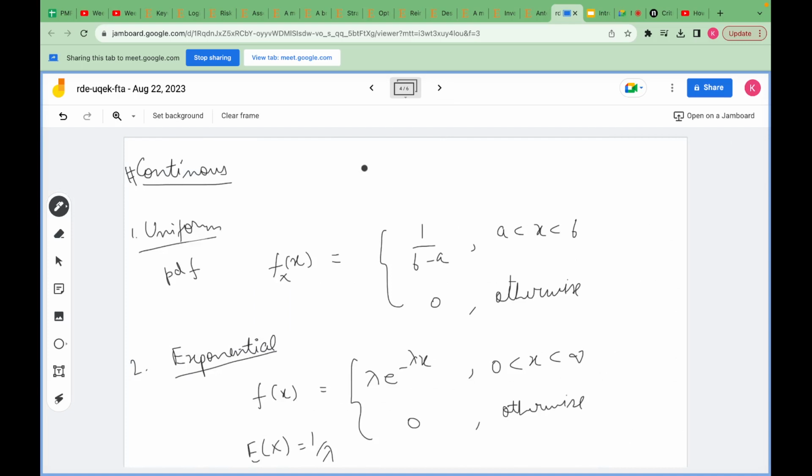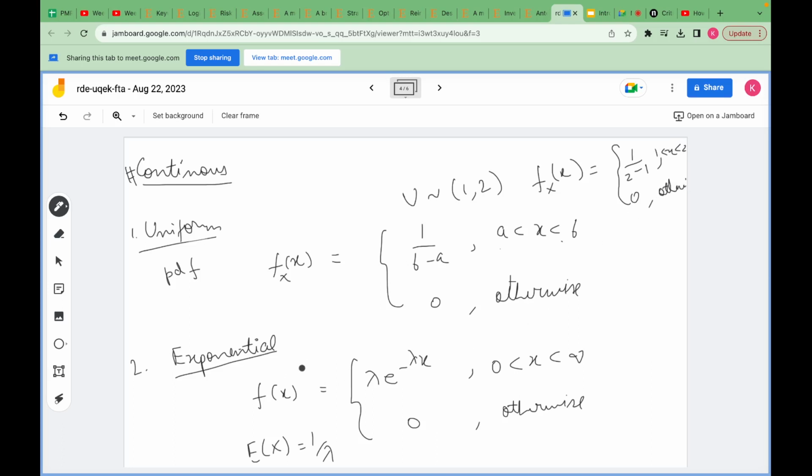Then there are continuous distributions. First is the uniform continuous distribution, and the PDF, probability density function, is given by 1 upon b minus a, where x varies from a to b. If we are given a uniform distribution which varies from 1 to 2, this means that f(x), the probability density function, is given by 1 upon 2 minus 1, where x belongs to 1 to 2 and 0 otherwise.